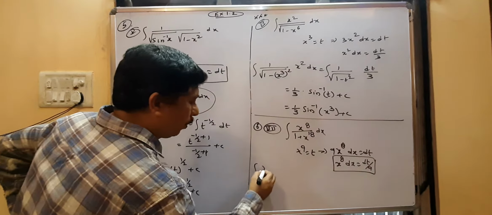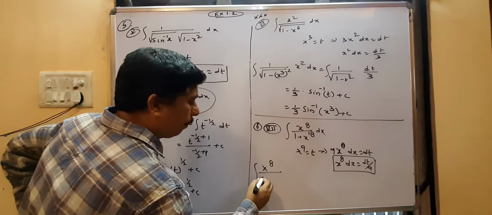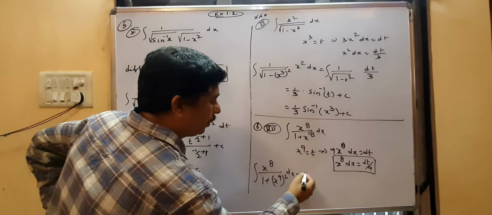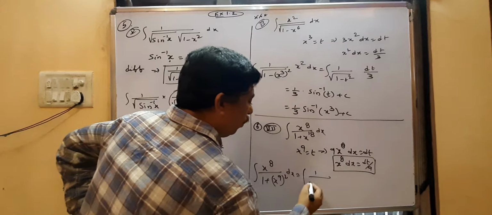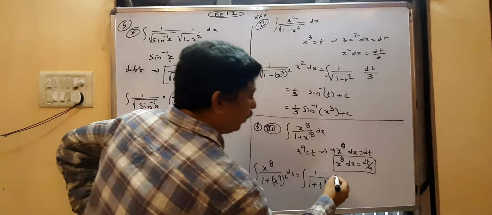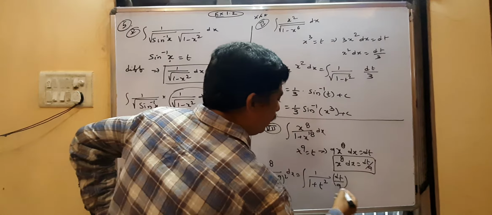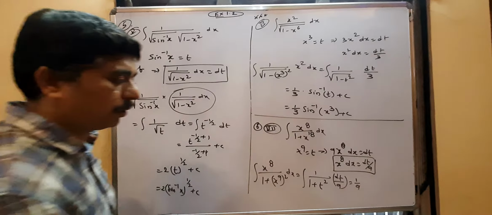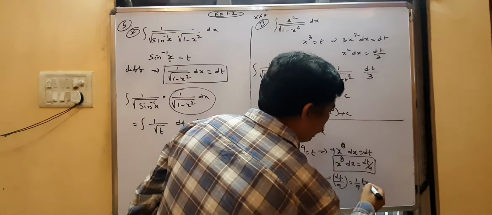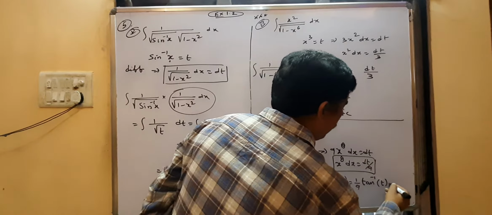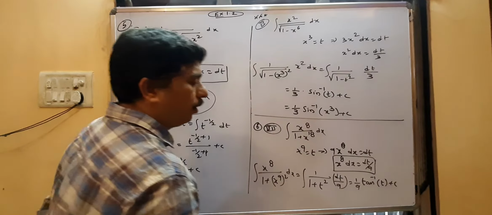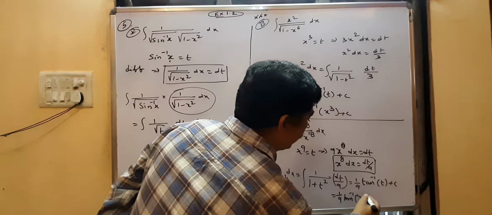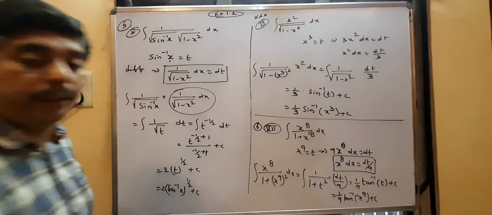Then this becomes x power 8 by 1 plus x power 18, that is x power 9 whole square, dx. That equals 1 by 1 plus t square dt by 9. That equals 1 by 9 into integral 1 by 1 plus x square, which is tan inverse x. So tan inverse t plus c. What is the t value? x power 9. That is 1 by 9 into tan inverse of x power 9 plus c, is the answer. Copy it.